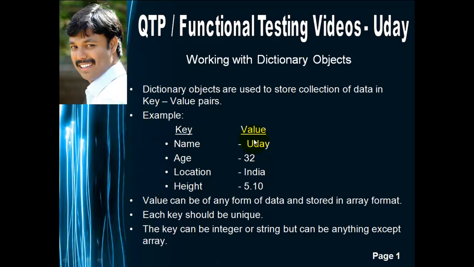Okay, so what are the values that it can hold? The values can be of any type. In a single dictionary object, we can have multiple data types of data. What I mean to say here is, as you can see, the name has a data type of string, whereas age has a data type of integer, right? Whereas the height has a data type of float or double, whatever it is. So this dictionary object can contain any different data types.